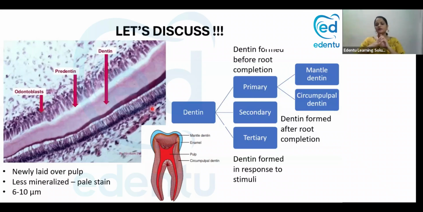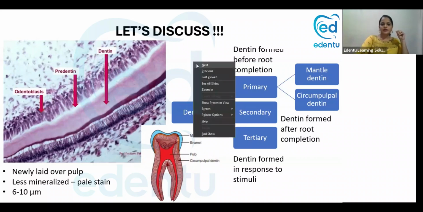Primary dentin is again divided into two types: mantle dentin and circumpulpal dentin. In this picture, you can see a light yellowish structure in the crown of the tooth. That is called the mantle dentin that is deposited first, and all the other dentin is called circumpulpal dentin.